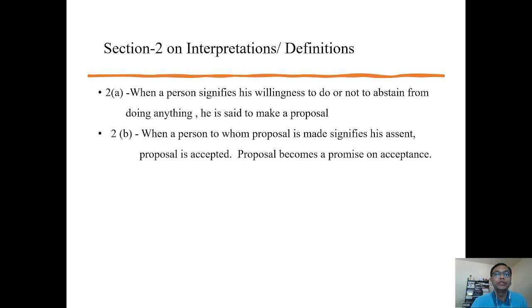When a person to whom the proposal is made signifies his assent, meaning when he accepts, when he says yes, the proposal is accepted. On acceptance of a proposal, it becomes a promise, a legally binding promise, meaning there is some legality. When a proposal becomes a promise on acceptance, there is a binding contract. Now we will see the stage of acceptance and how the acceptance is communicated, so that together with 2B, other provisions of the Act will legally make a binding contract.